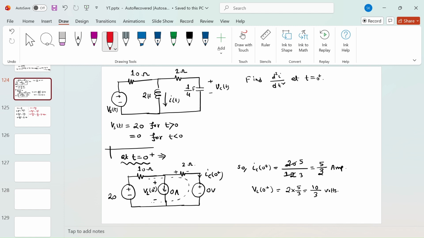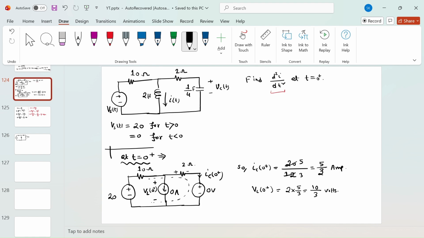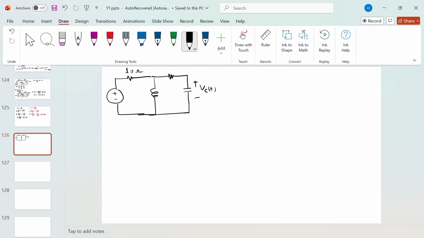Now I need to find out the second derivative. So I will try to draw the circuit again. This is my VC of t, 10 ohm, 2 Henry, 2 ohm. This is 20 volt. Now you have to find out a relationship of this i(t) with the rest of the circuit.